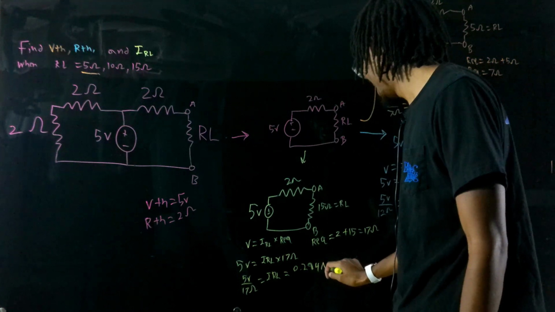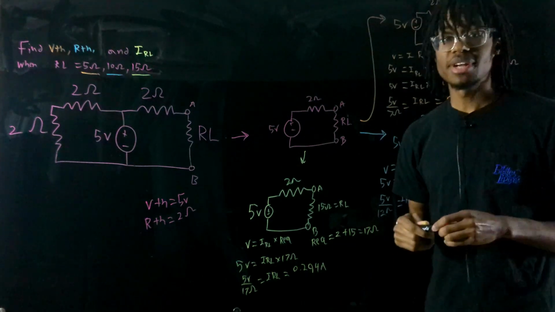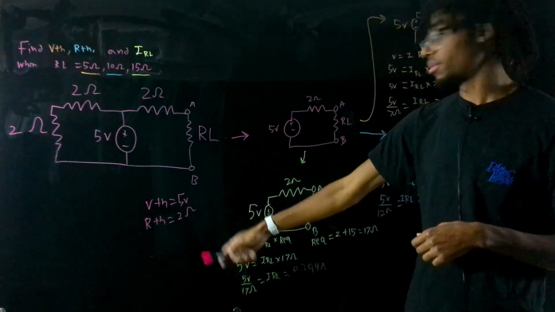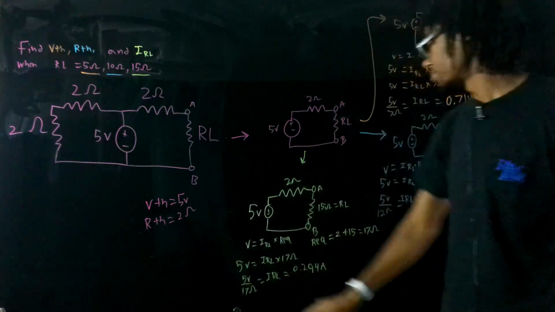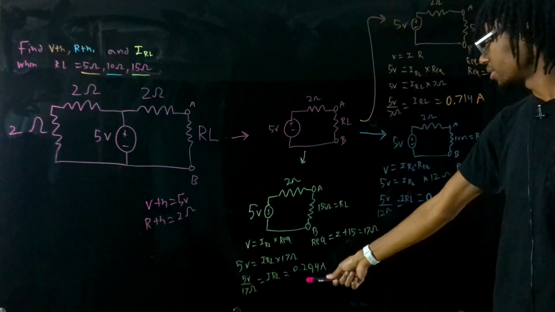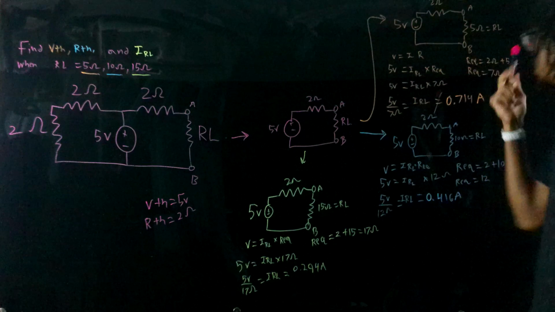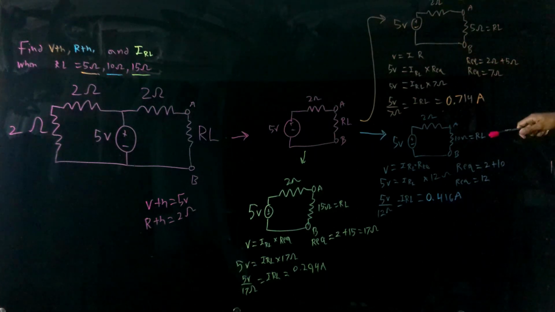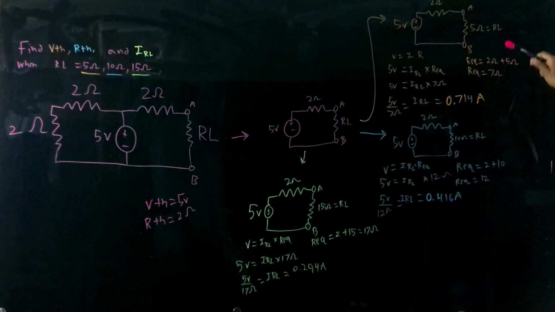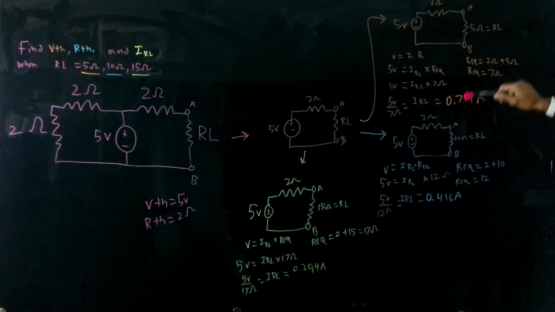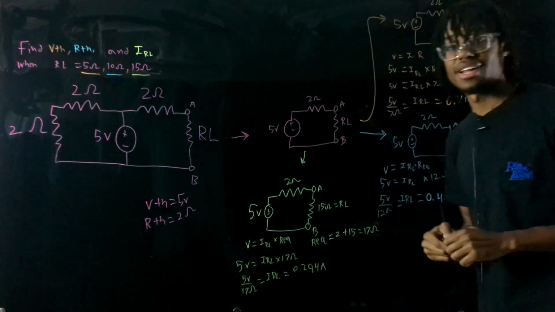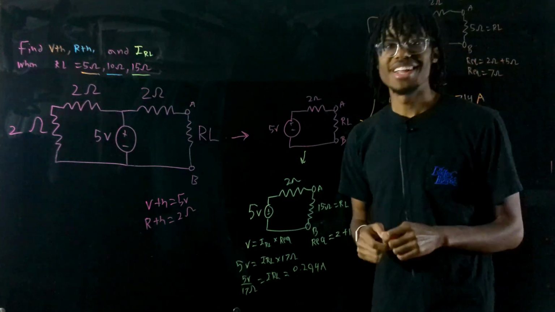And in this case, it will be 0.2994 amps. To conclude our problem, we found that VTH is equal to 5 volts, RTH is equal to 2 ohms. When our RL was equal to 15 ohms, we found it to be 0.294 amps. When our RL was equal to 10 ohms, we found that it was 0.416 amps. And when RL was equal to 5 ohms, we found it to be 0.714 amps. That is all for this problem.